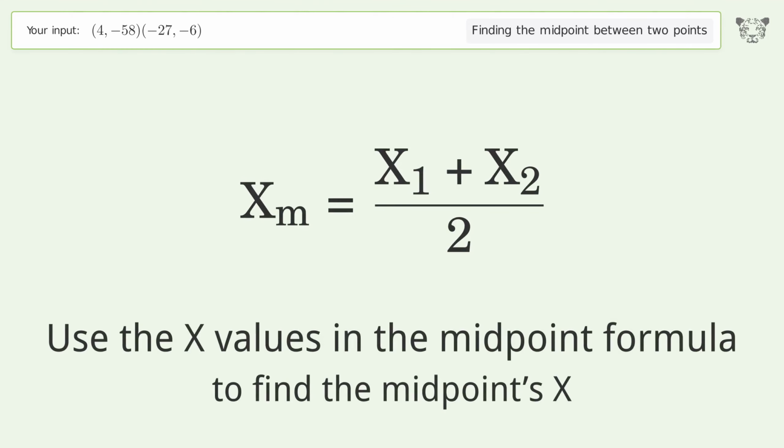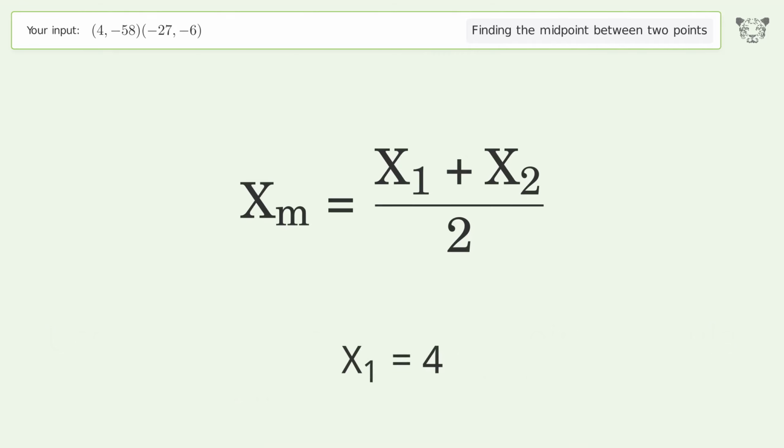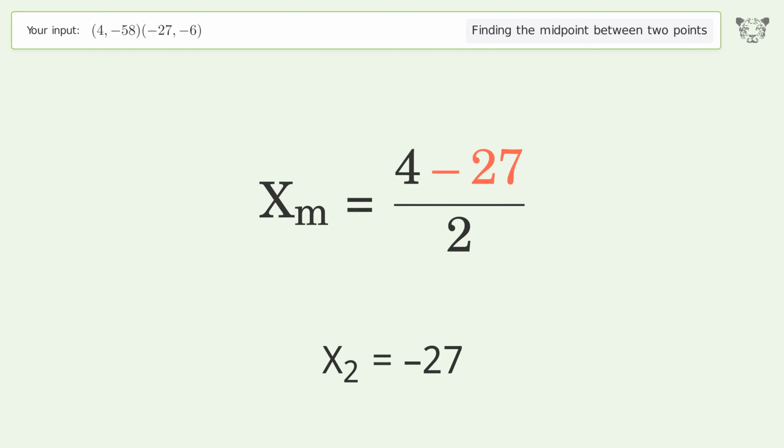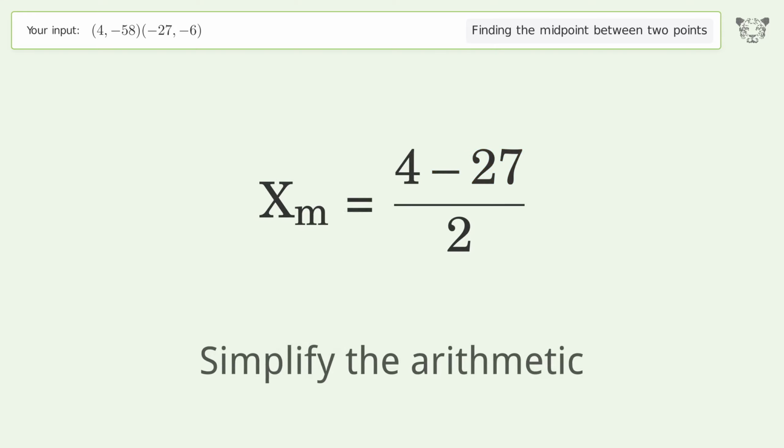Use the x values in the midpoint formula to find the midpoint's x. x1 equals 4. x2 equals negative 27. Simplify the arithmetic.